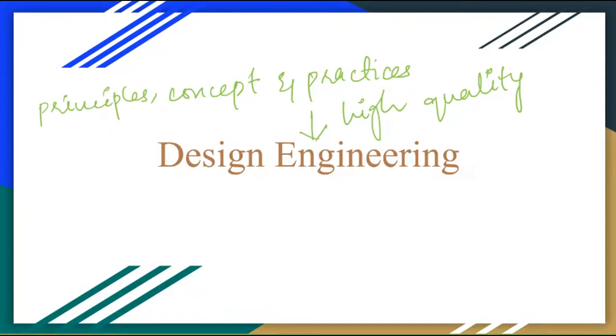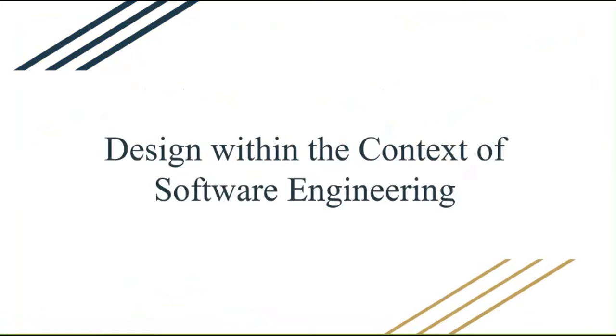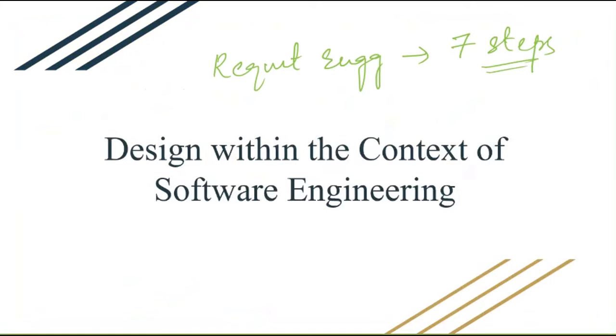Within this design engineering, we are going to see the next topics. The first topic is designing within the context of software engineering. In the previous classes, we have studied requirement engineering, where you gather all the requirements. There are 7 steps within requirement engineering. Once all the requirements have been analyzed, you are going to start with the modeling part.